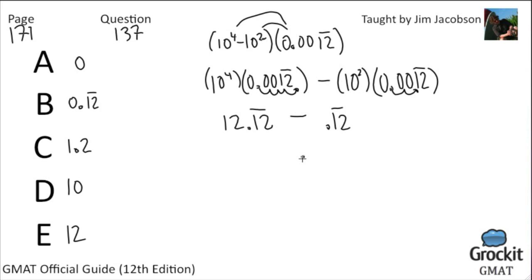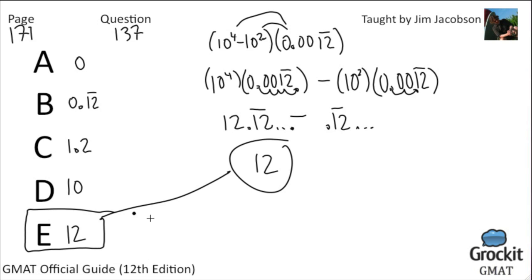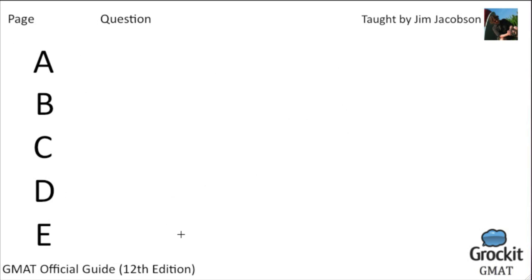The neat thing about this now is that we're subtracting the entire repeating part of the decimal. So 12.12, no matter how long this goes on, dot, dot, dot. This one goes on that same amount, and we can subtract the whole thing. So 12.12 repeating minus that 0.12 repeating just leaves us with good old 12, which is answer choice E. We win. Okay, moving on then to number 138.